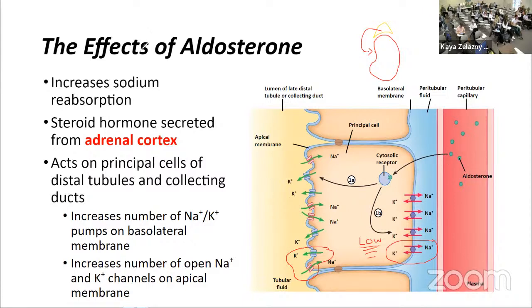So we can see this traced out the way we traced out the ADH. So if you have aldosterone in your blood, it's going to get into the cell.